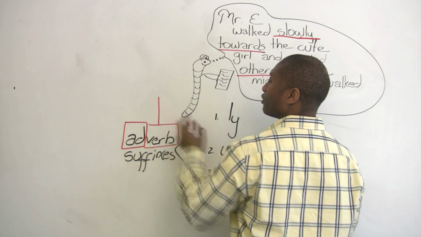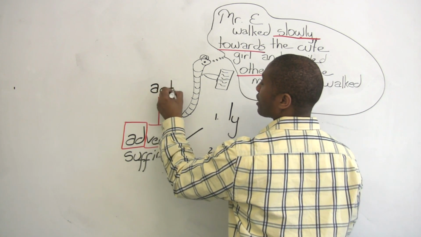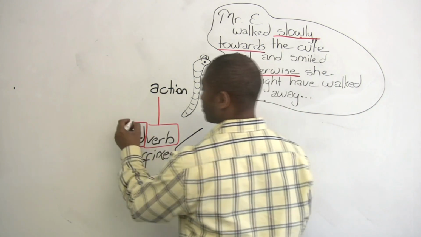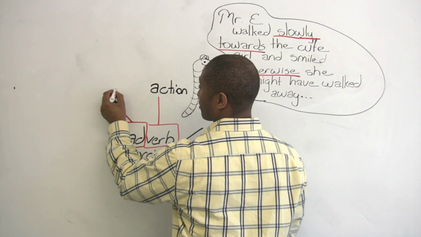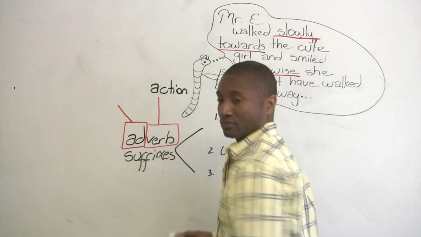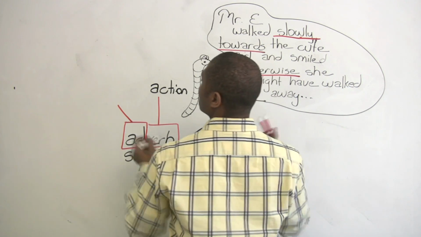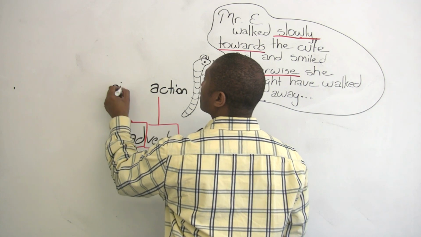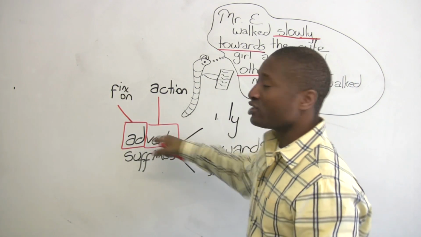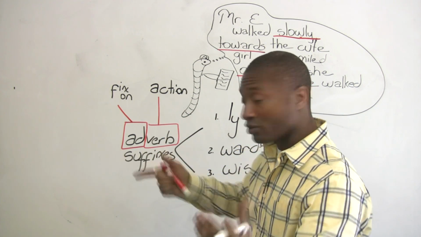Well, we know a verb is usually an action word, right? Telling us to do something, right? Well, the word add in English means fix. Fix or add on. Fix on, or add. So it means add to a verb. So usually when we do adverbs, literally we add this word, we join it towards a verb, right?